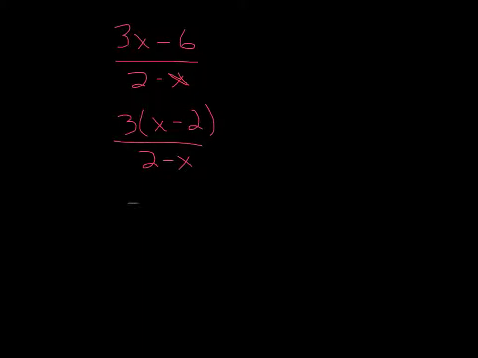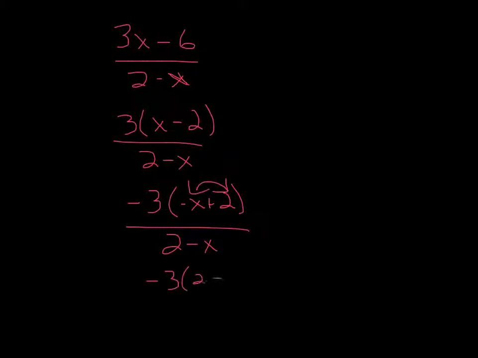So I'm going to change this to negative 3 times, and this would be negative x plus 2, and you got 2 minus x on the bottom, and then we just switched their places, right? So we got negative 3 times 2 minus x over 2 minus x. And now those cancel, and I'm left with negative 3.